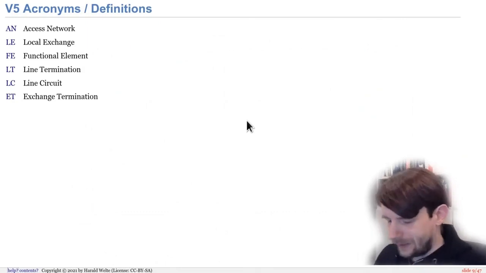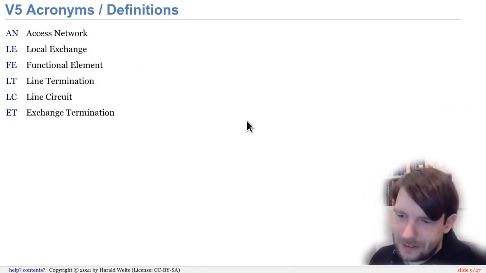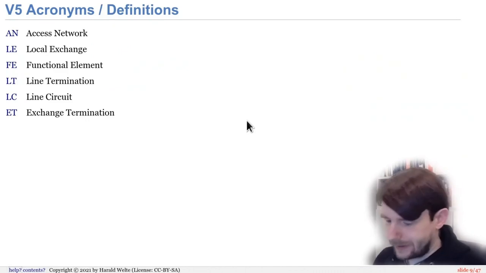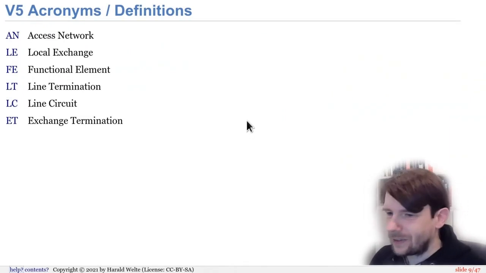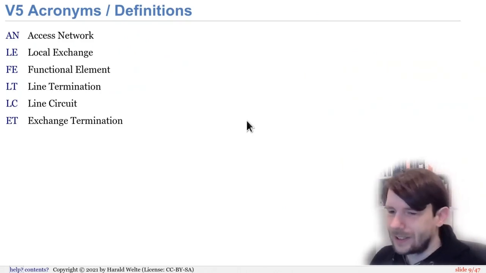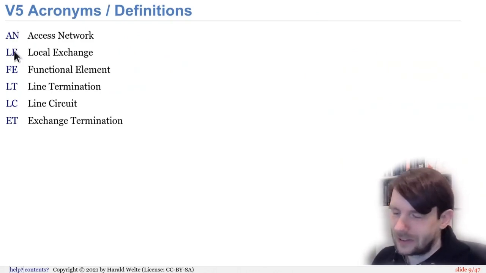So there are some additional acronyms related to V5. The previous acronyms are general PSTN or ISDN acronyms. The AN is the access network, the LE is the local exchange, the FE is a functional element that's sort of a primitive in the protocol between two finite state machines on the AN and the LE side. We have line termination, line circuit, and exchange termination as other acronyms that you see in the drawings, but the important ones are really AN, LE, and FE for the remainder of this presentation.